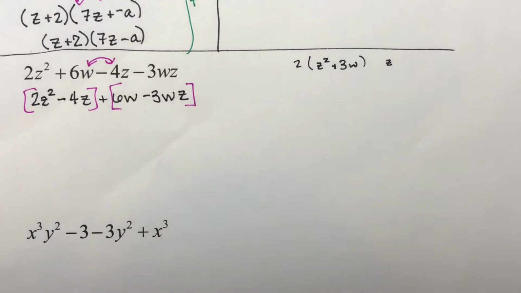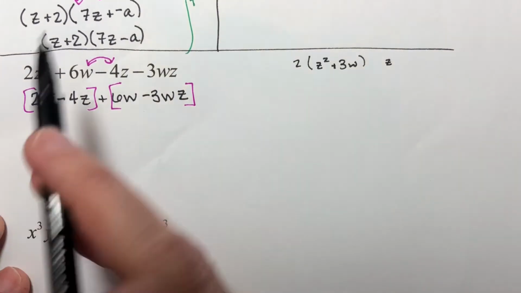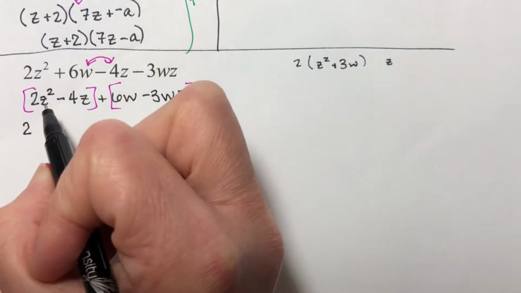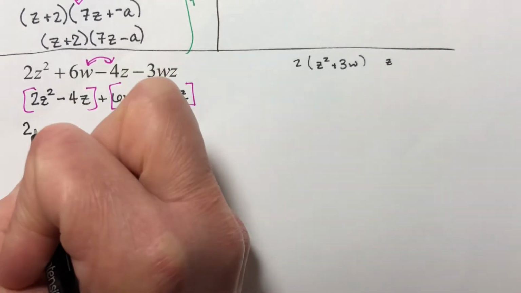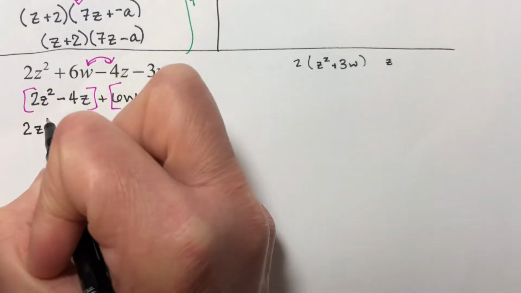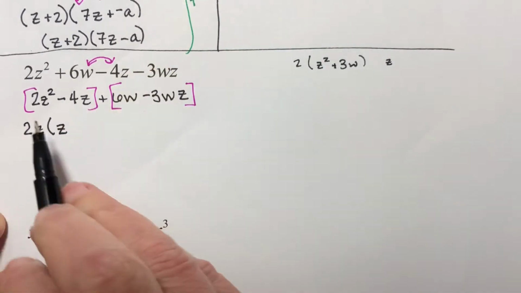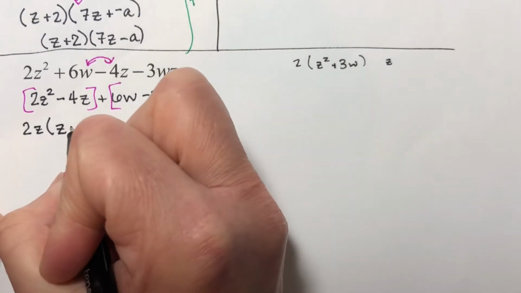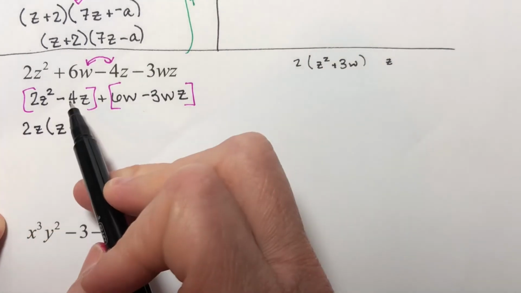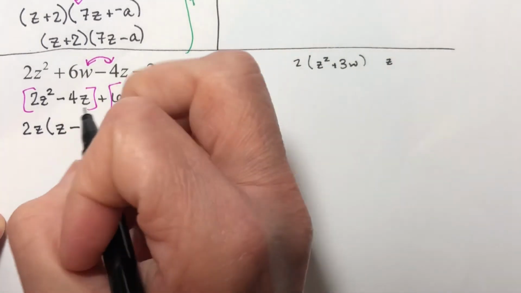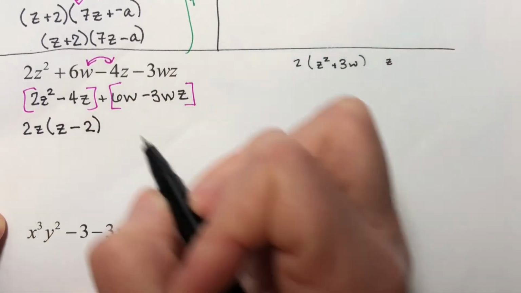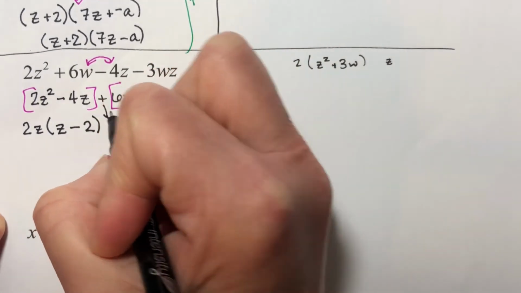Okay, so for these two, I can factor out a 2. I have a Z squared and a Z, so factor out the Z. Z squared times Z would give me 2Z squared minus 2Z, it needs to be a 4Z, so I should multiply that by a 2. Plus.